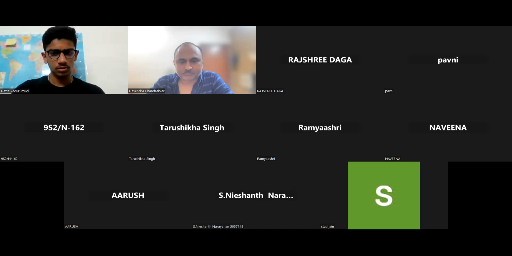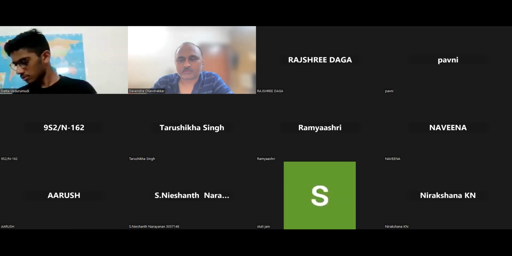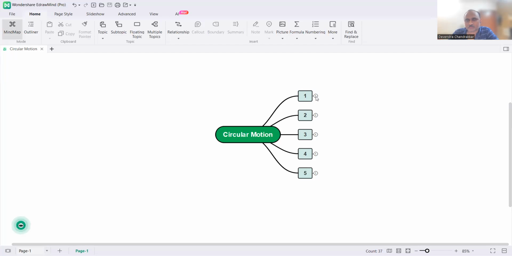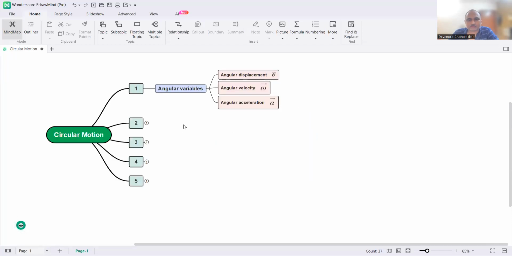Please pay attention, I'm just revising what we have done in the previous session, and then we will move ahead with what we will be doing in this session. Angular variables. We are aware of angular variables: angular displacement theta vector, angular velocity omega vector, angular acceleration alpha vector.